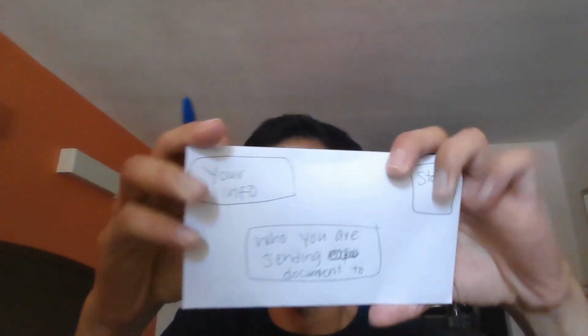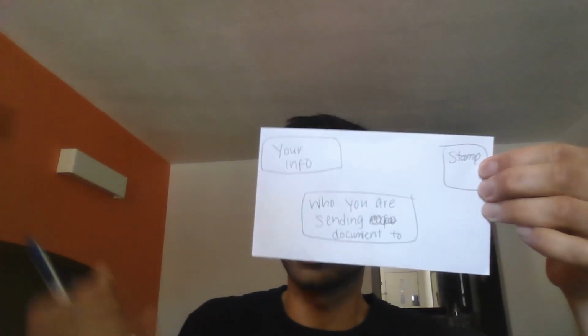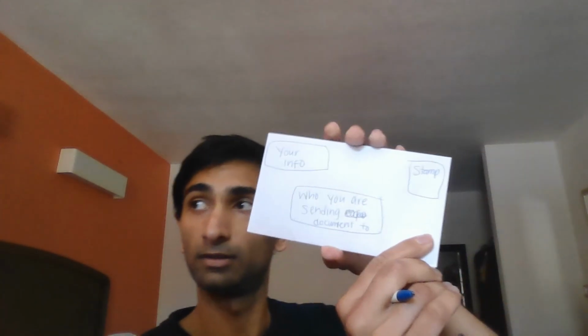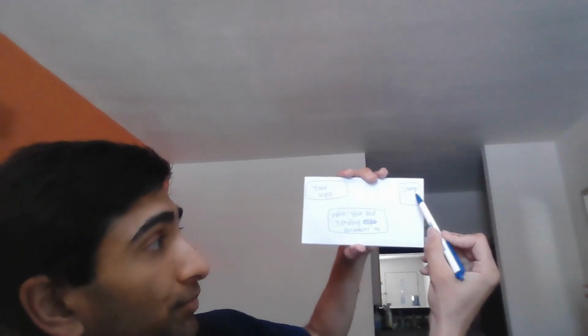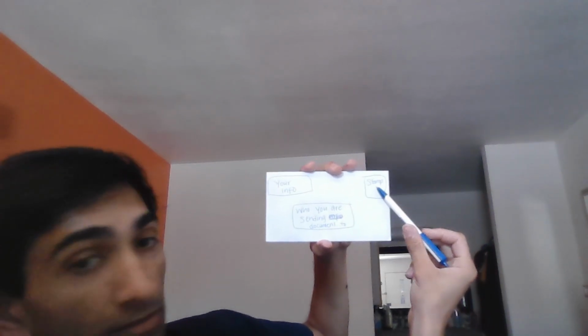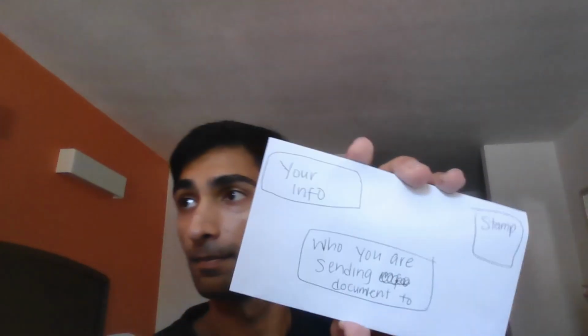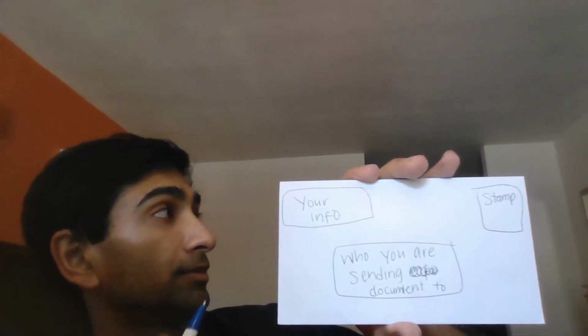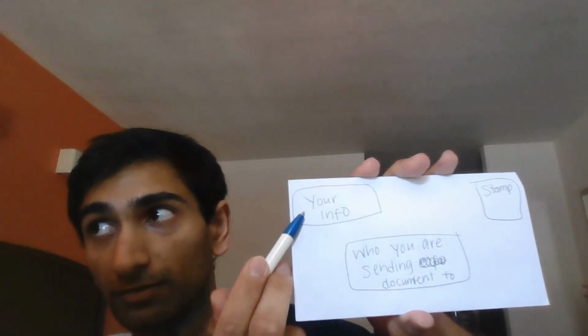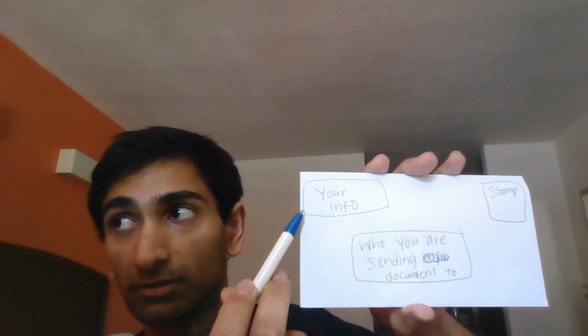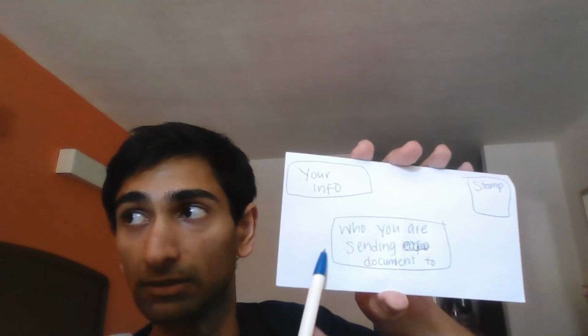Okay, so this is your envelope. The top left-hand side is going to be your information, your name, address, city, state, zip, and in the middle here is going to be the person who you're sending it to. So Neil Patel is mine. Peel the label and I'm going to stick it on the top.